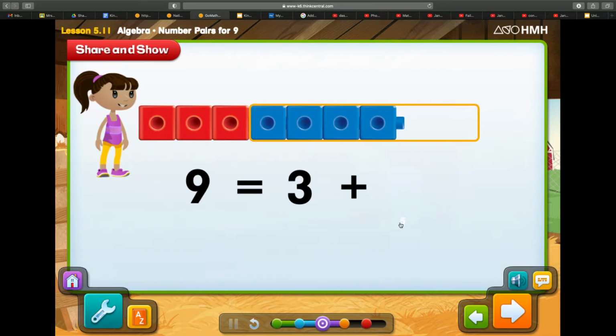Okay, I'm going to click the 5. That is not correct. Rose has 6 blue cubes. There we go. 9 cubes is equal to 3 red cubes plus 6 blue cubes.